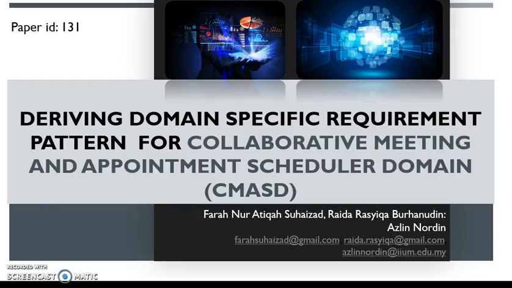Now I am going to present our work on deriving domain-specific requirement patterns for the collaborative meeting and appointment scheduler domain. This research work has been done by Farah Nur Atika Suhaizat, Raida Rashika Burhanuddin, and myself, Azlin Nordin.